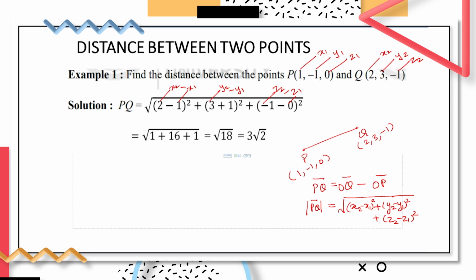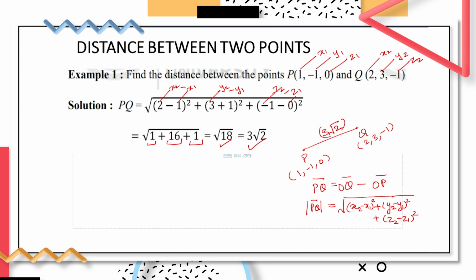So you got the answer. 2 minus 1 is 1, 2 minus 1 square is 1, 3 plus 1 square, 4 square, that is 16, minus 1 square is 1. So overall you got square root of 18, and that turns out to be 3 root 2. So the distance in between the two will turn out to be 3 root 2.